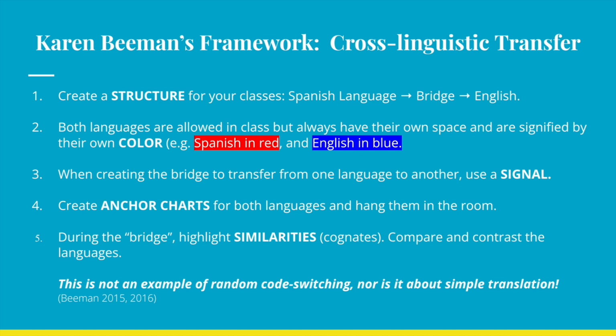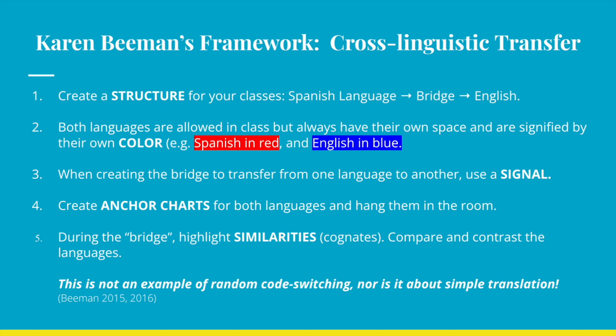For example, in her ELL classroom, she uses the Spanish language, then uses a bridge, and then brings students into the English language. In her classroom, both languages are allowed in class, but they always have their own space and they're signified by their own color, such as Spanish words being on the board in red and English words being written on the board in blue. When creating the bridge to transfer from one language to another, she suggests using some sort of signal.